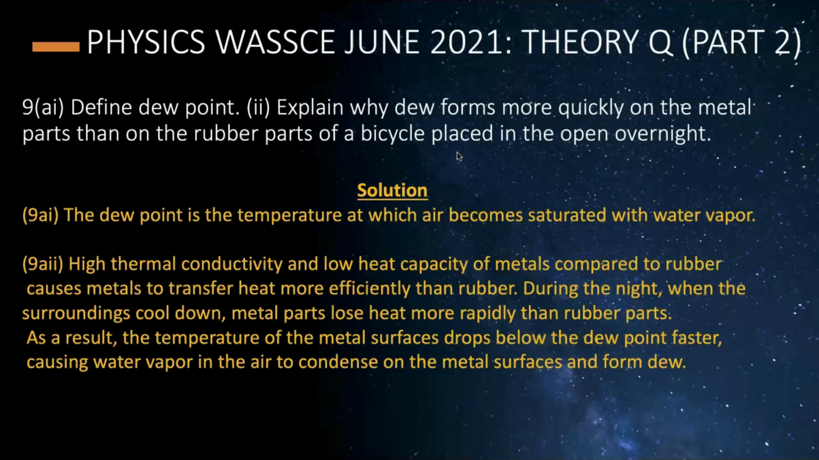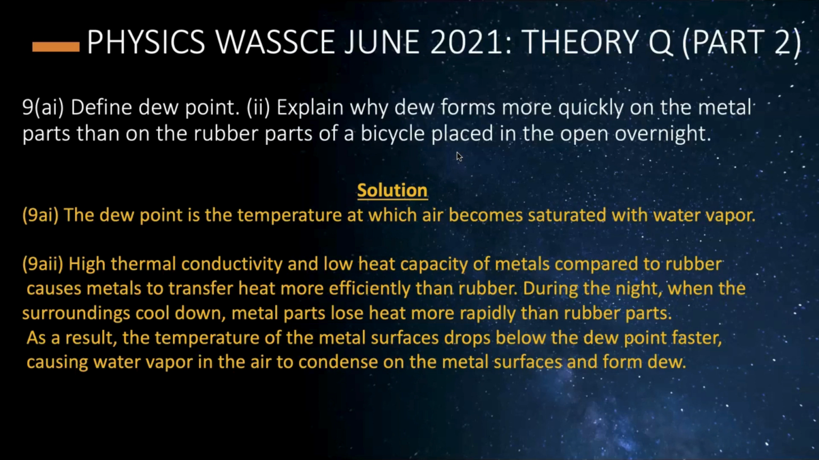Explain why dew forms more quickly on the metal parts than on the rubber parts of a bicycle plate in the open overnight. Again, I try to summarize what happens and what goes on, and you don't have to follow it word for word. You just need to understand what is going on. So there is something called thermal conductivity, which we'll also be getting into. I think that should be our next question.